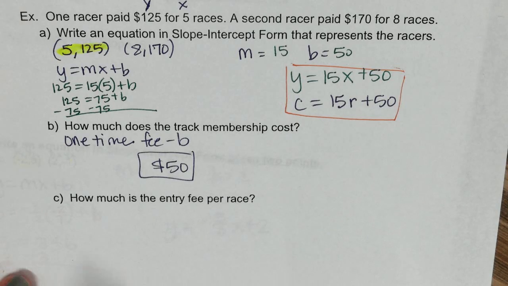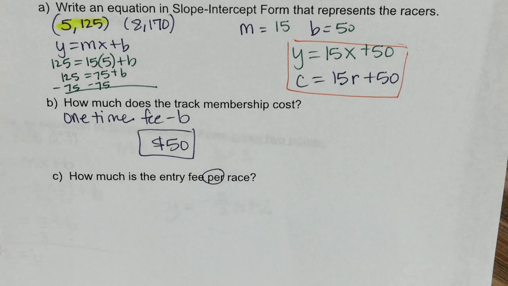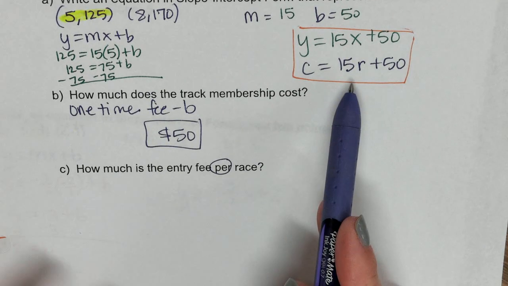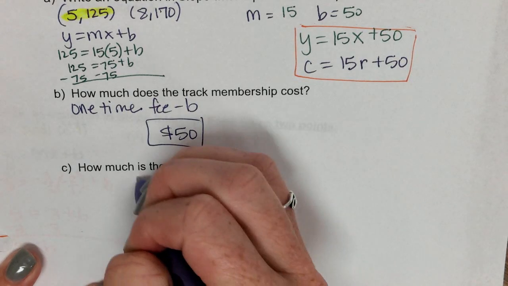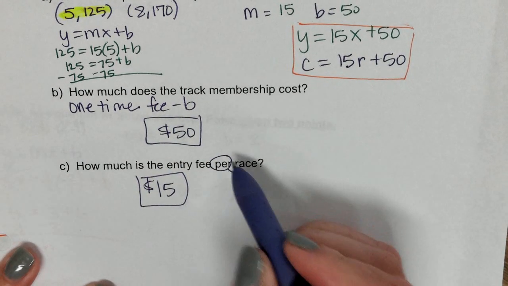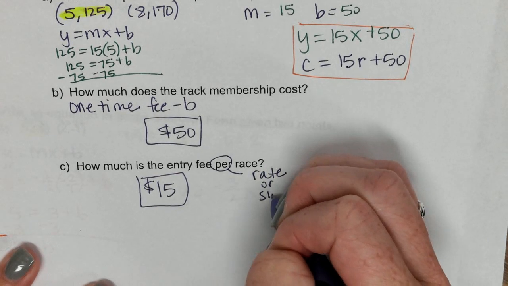Then it says, how much is the entry fee per race? What is "per" a clue word for? Slope or rate. What was our slope or rate per race? $15. So you can put a little hint. Per is for rate or slope. They mean the same thing.